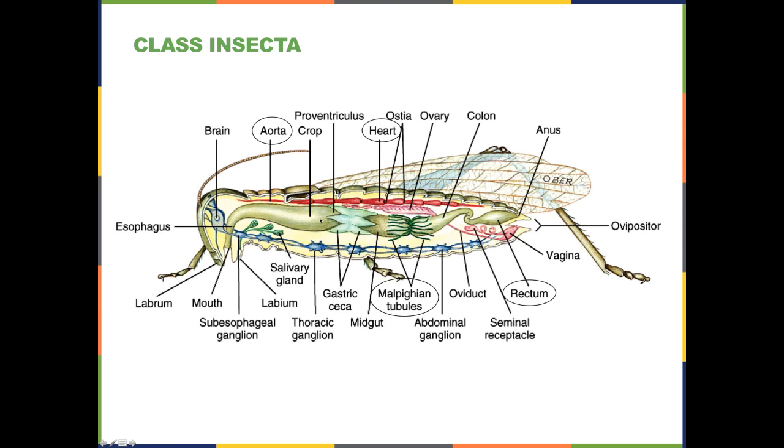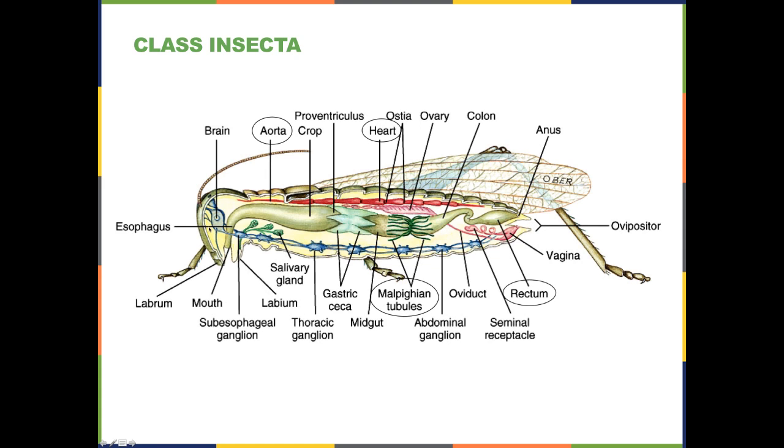proventriculus crop. The proventriculus crop is the grinding area that grinds this into smaller and smaller pieces. Then it passes through the gastric ceca. The gastric ceca is the area that makes enzymes that break food down more, into the midgut. The midgut is where the food is absorbed into the bloodstream. Then it's passed into the colon and ultimately out through the anus.